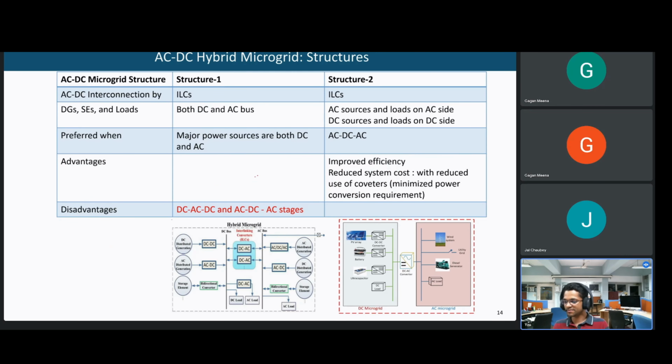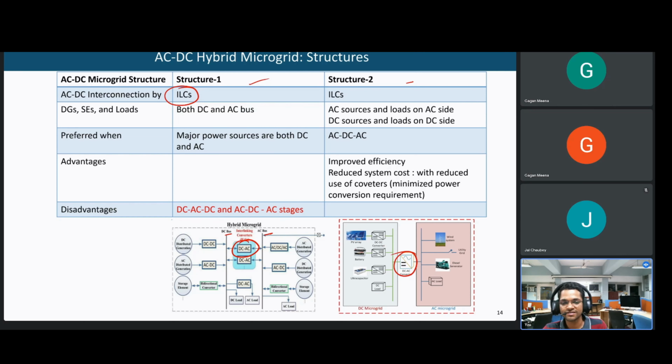So there are two types of structures in hybrid microgrids. This is structure 1 and this is structure 2. In structure 1, both these structures are interconnected by interlinking converters. Here we can see this is the DC bus, this is the AC bus, and in between we have DC to AC bidirectional interlinking converters. We have that in both the structures.